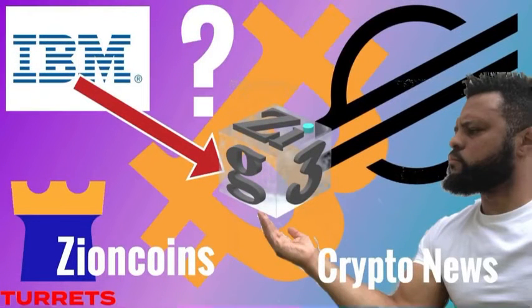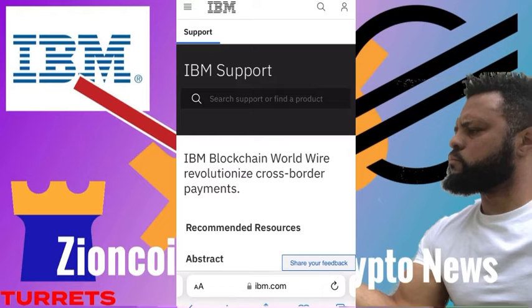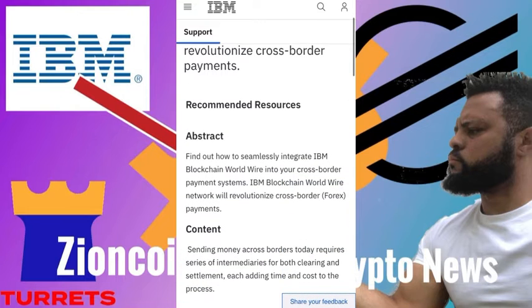Buying Zioncoins? But what does IBM have to do with it? Well, let's take a look at IBM's solution, Blockchain World Wire. Okay, so IBM Blockchain World Wire, revolutionizing cross-border payments. So I thought it would be good for me to do some proper research into on and off ramps and how they can be used for Zig-free V2.